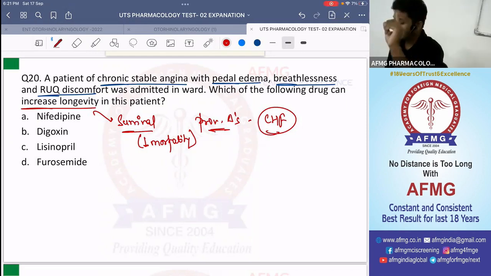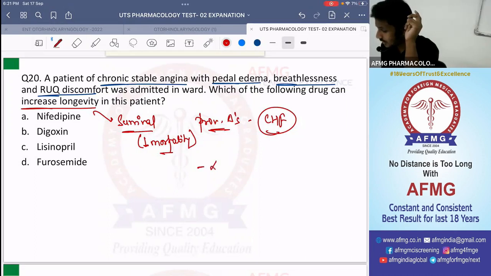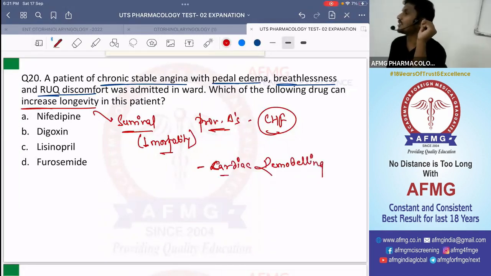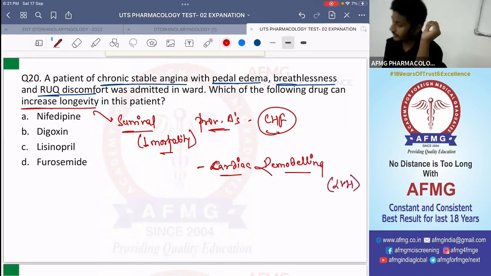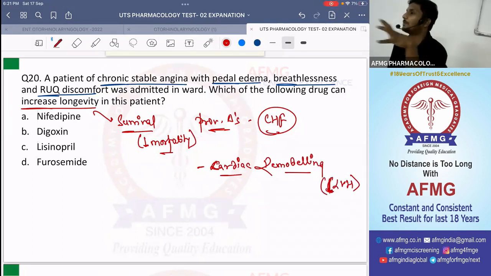These are the drugs which will lead to cardiac remodeling. क्यों cardiac remodeling करते हैं? Because due to prolonged hypertension, the patient would have left ventricular hypertrophy. So these drugs usually lead to a decrease in the left or right ventricular hypertrophy. So they decrease the ventricular hypertrophy in this patient, okay? And therefore they will increase the survival or they will lead to a better prognosis in the patient.